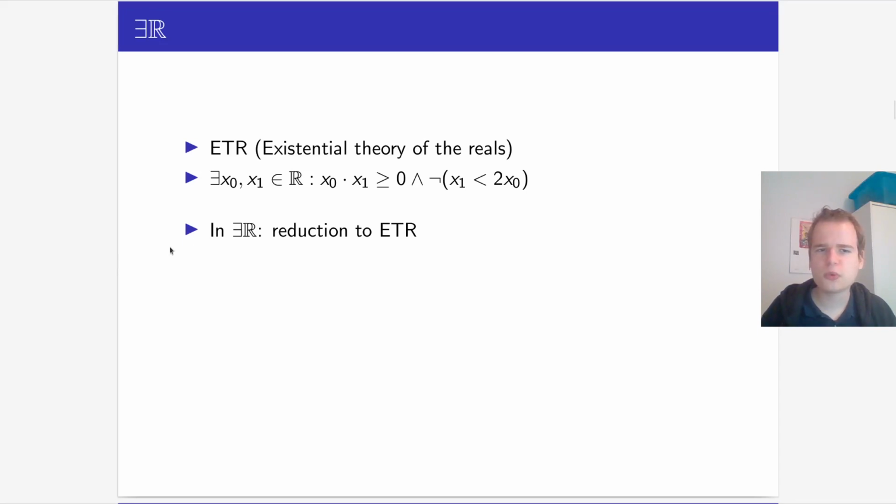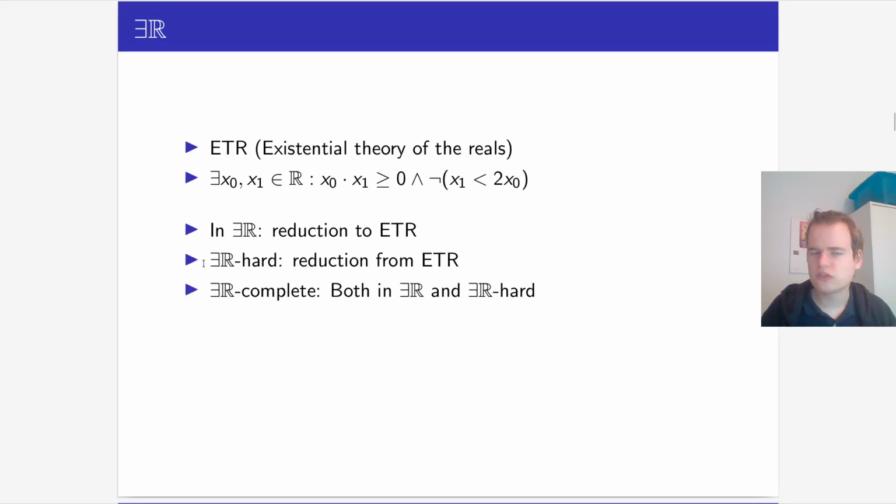Now we say that a problem is in this complexity class ER if we can reduce it to this ETR problem. And we can also define ER hardness and ER completeness, where basically something is ER hard if ETR can be reduced to this problem. Now it is the case that NP is contained in ER and ER is contained in PSPACE. The first inclusion is not that hard to see actually, but the second inclusion is highly non-trivial. And it is also conjectured that all these inclusions are strict.